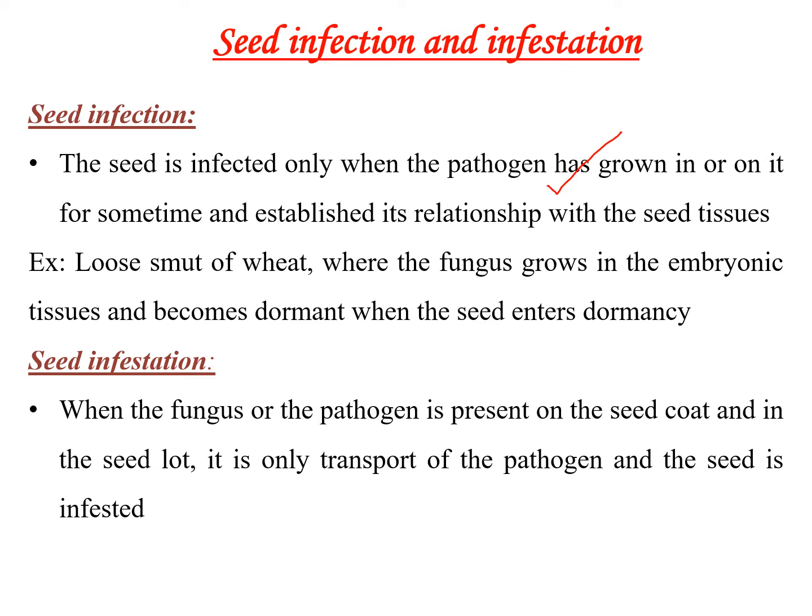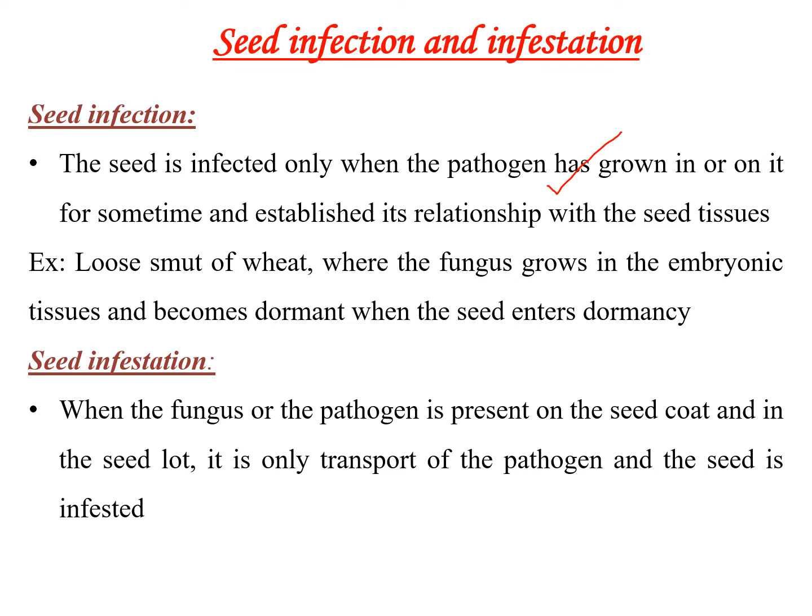Example: loose smut of wheat, where the fungus grows in the embryonic tissue and it becomes dormant as a mycelium when the seed enters dormancy. Especially internally seed-borne pathogens we can consider as seed infection. And the second category, seed infestation.